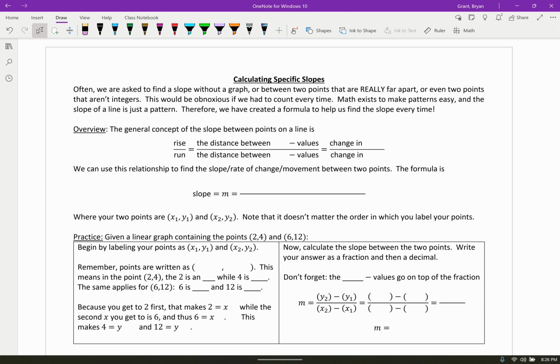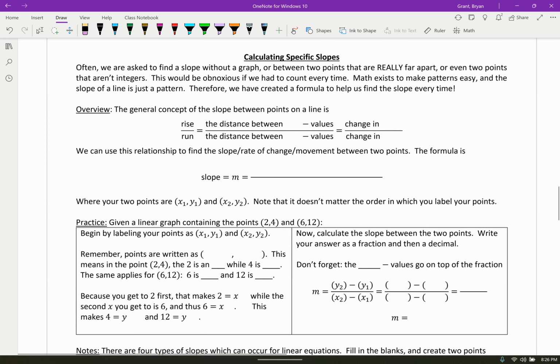Sometimes those 2 points are really, really far apart. The example we're going to look at are 2, 4, and 6, 12. That's not that bad. But if they give you those points, I don't want to make a graph that goes all the way over to 12 and then put these points up here and then count the distance in between. So there's got to be a better way. And of course, there is. There is a slope formula. And I want to give you how the slope formula works first, and then we'll actually practice applying it.